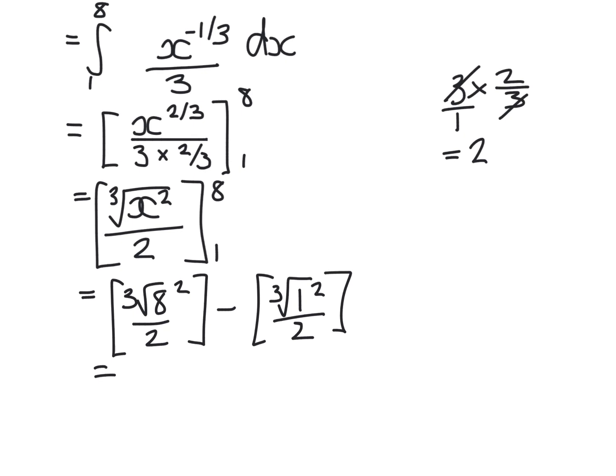Cube root of 8 is 2. Squared is 4. Divided by 2 is 2. So I'll say that again. Cube root of 8 is 2. 2 squared is 4. Divided by 2 is 2. Take away. Cube root of 1 is 1. Squared is 1. Divided by 2 is 1/2. So you've got 2 take away 1/2. Which you can write as 1.5, 3 over 2, 1.5, whatever you like. So I'm just going to leave it as 3 over 2. So 3/2.